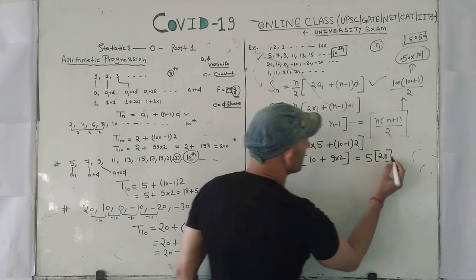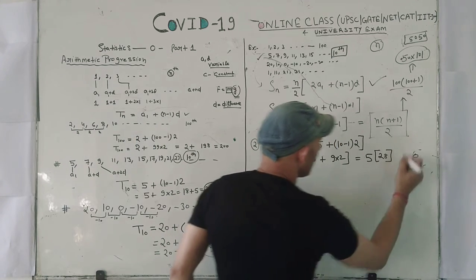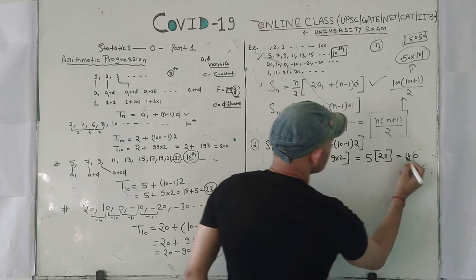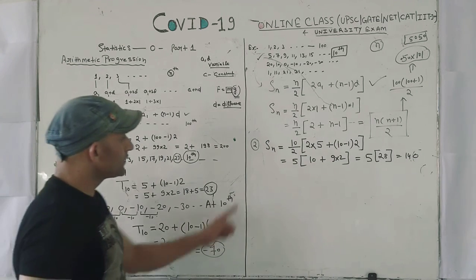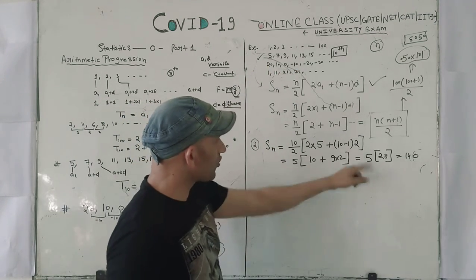This is your answer. Now you have to multiply this and this. 5 eights are 40, and 5 twos are 10, and 10 plus 40 is 14... Okay, so this is your answer. You can also check whether this is correct or not.